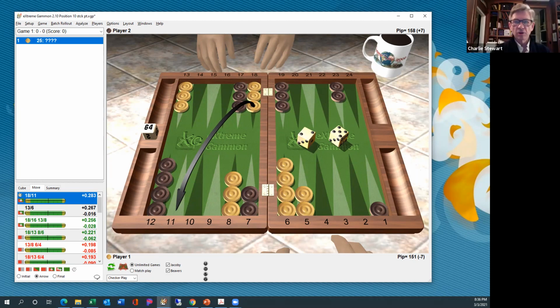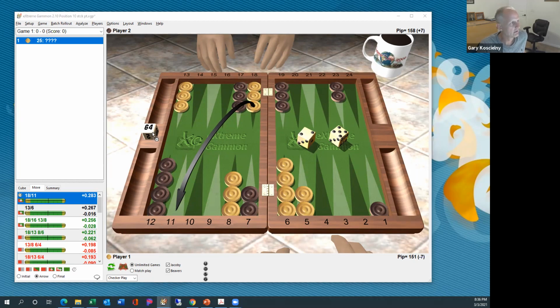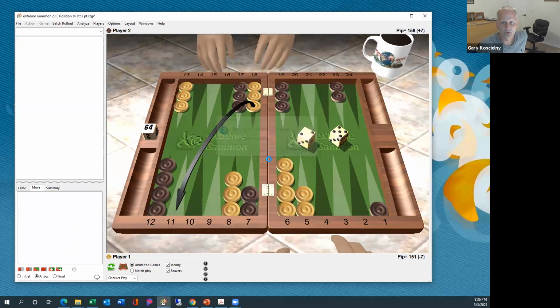Oh, I got it wrong. I thought a strip point was 1. No, a single checker is just a blot. Okay. Let's look at stack point.